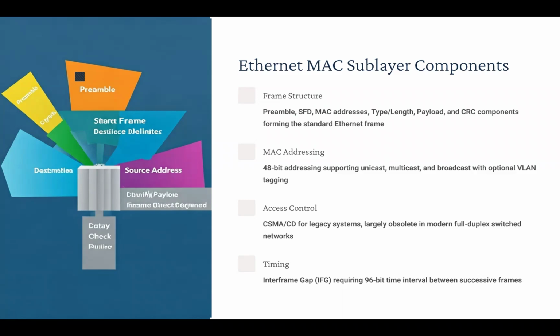It includes a 6-byte destination MAC address and a 6-byte source MAC address. Also, a 2-byte type/length field follows, which indicates either the payload length or the upper layer protocol. There is a payload field that carries the actual user data. And finally, a 4-byte CRC, the cyclic redundancy check, that provides frame-level error detection, which allows the receiver to detect transmission errors.